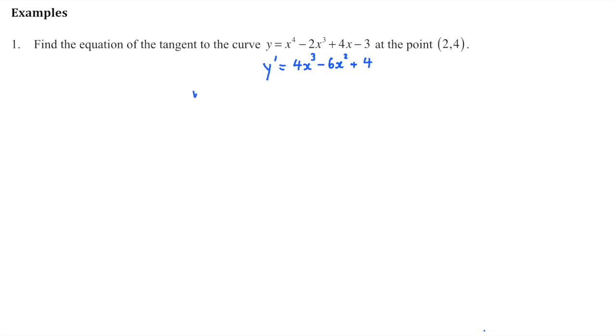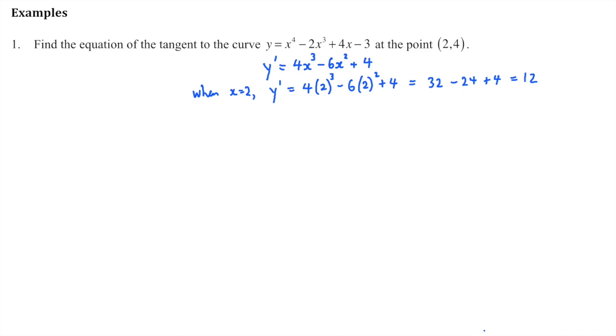Now, when x equals 2, and why did I choose 2? Because that's the x value of my point. X is 2 there. So when x is 2, the derivative is equal to 4 lots of 2 cubed minus 6 lots of 2 squared plus 4, which equals, what is that? 2 cubed is 8, so we get 32, take 24 plus 4, which is 12. So the derivative is 12.